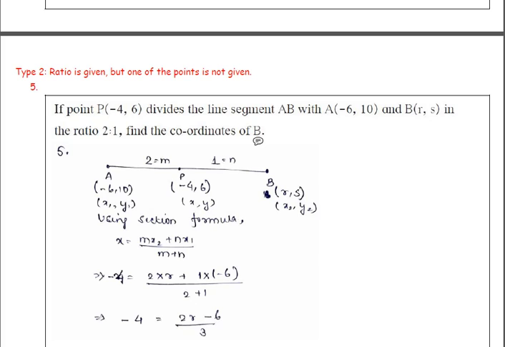इसको diagrammatically represent अगर करें, it is saying that A and B are 2 points and P divides the line segment. In what ratio? In the ratio 2:1.